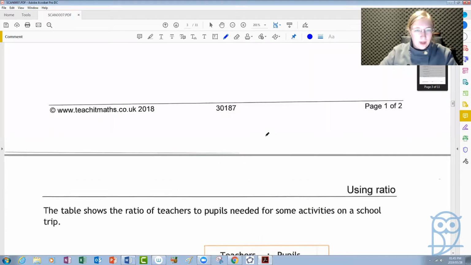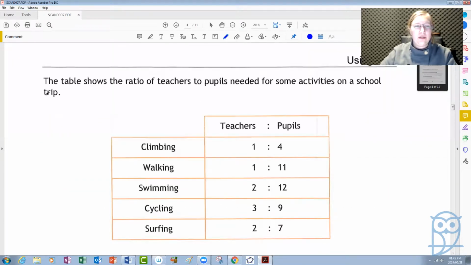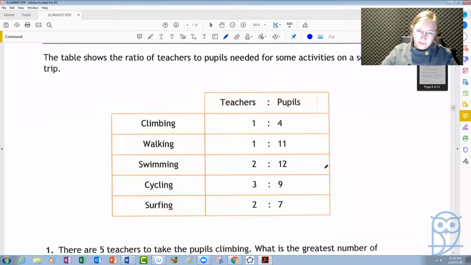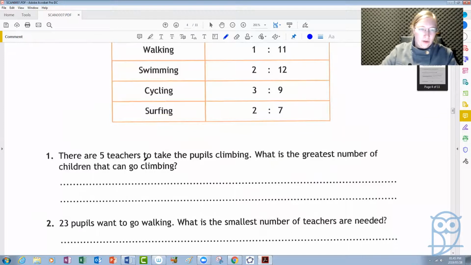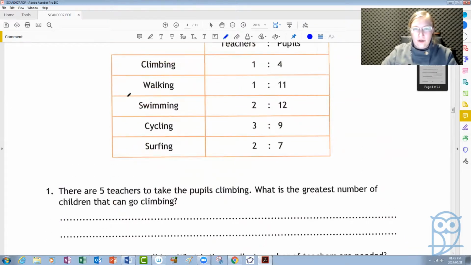So now we've got another question here. This table shows the ratio of teachers to pupils needed for some activities at a school trip. So if there are 5 teachers to take the pupils climbing, what's the greatest number of children that can go climbing? So first we need to go find the ratio for climbing. So that gives us 1 teacher to 4 pupils. So we have 1 to 4. There's our ratio that we need to work with.